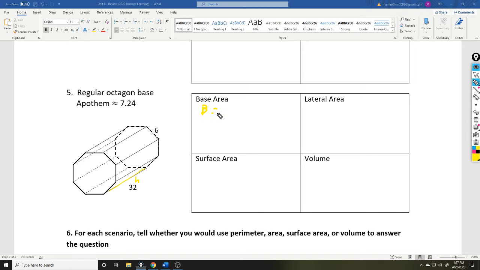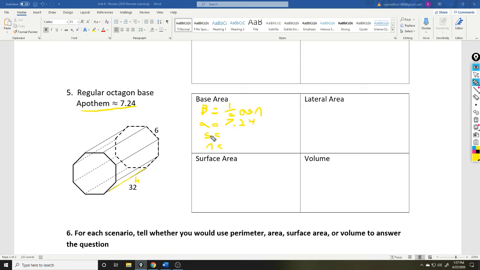And since the base is an octagon, then that means that we're going to use 1/2 ASN. That was our formula for regular polygons. So that means we need what's A, what's S, what's N. Well, I was nice. Normally on this problem, I'd ask you to solve for the apothem, but instead I just gave it to you. I rounded it off. A is about 7.24, so let's use that.